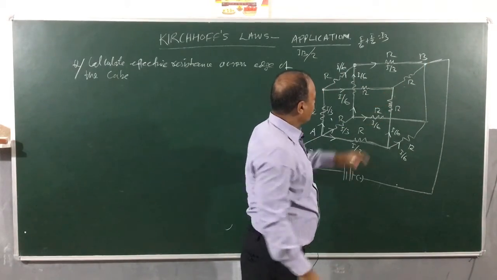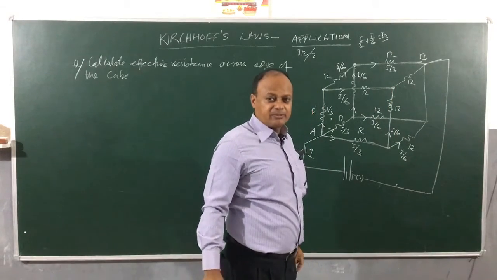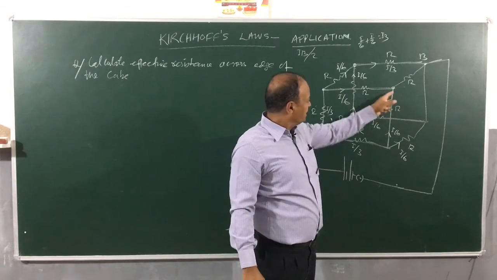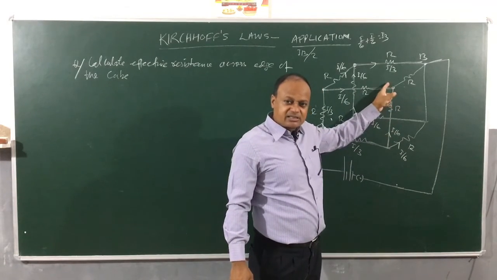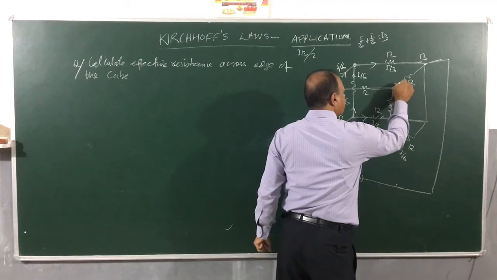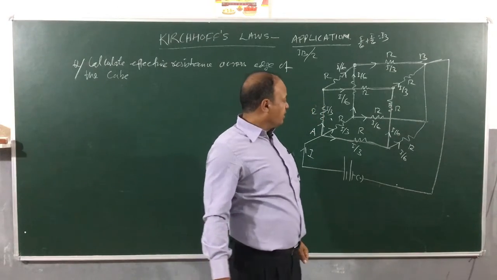Now in this branch, let us see at this point, this current is I by 6 and this current is also I by 6. So I by 6 plus I by 6 will become how much? I by 3. So this current becomes I by 3, again I by 3 we got.